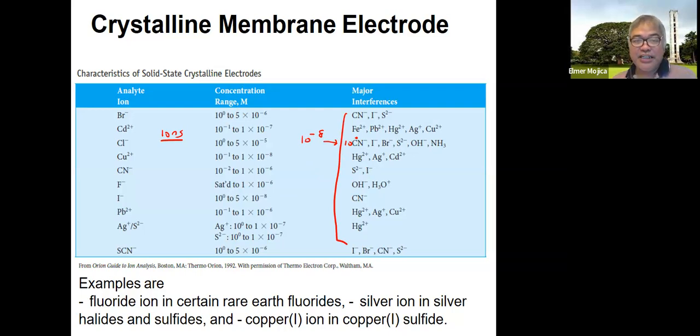So for the fluoride ion, usually they use these rare earth fluorides. For the silver ion, they use silver halides and sulfides. And for the copper ion, they use copper sulfide. And I would say most of them have this plastic component, the Teflon or the PVC.